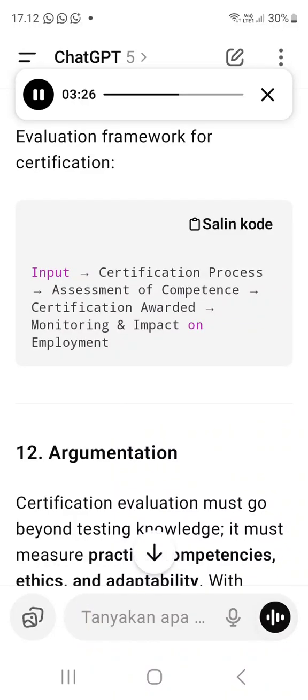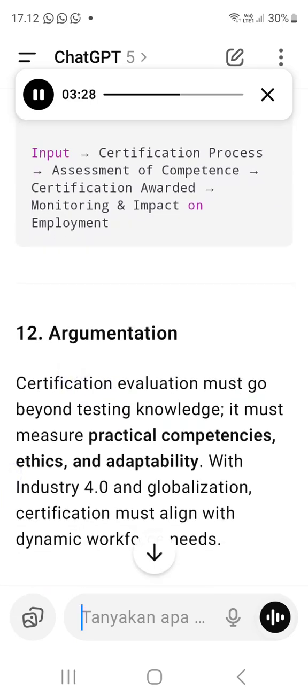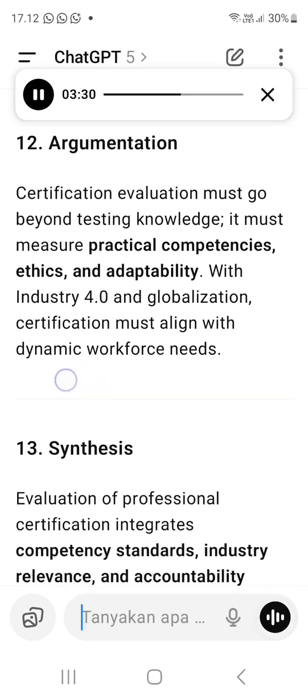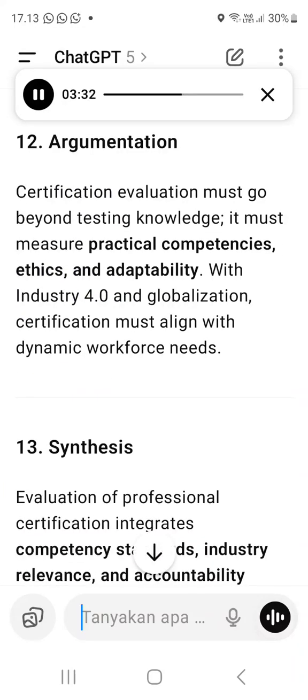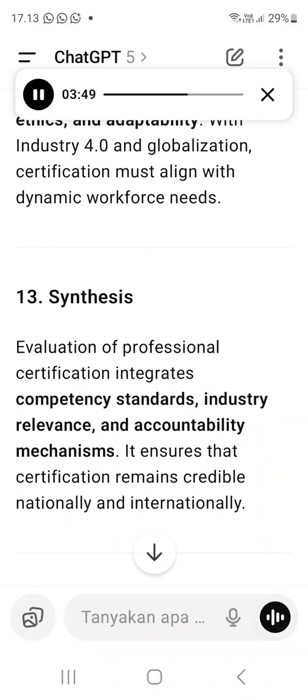12. Argumentation. Certification evaluation must go beyond testing knowledge. It must measure practical competencies, ethics, and adaptability. With Industry 4.0 and globalization, certification must align with dynamic workforce needs. 13. Evaluation of professional certification integrates competency standards, industry relevance, and accountability mechanisms. It ensures that certification remains credible nationally and internationally.